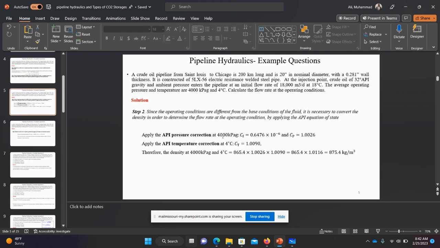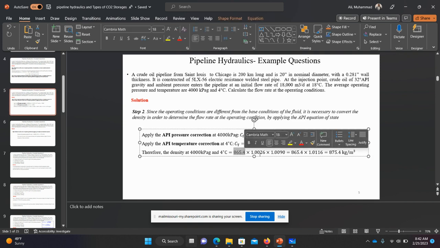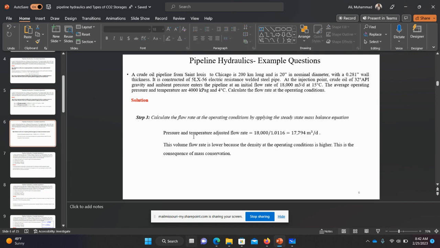The density at 18 degrees centigrade was 865, but after you increase the pressure and reduce the temperature, the density becomes 875, an increase. If the density is increased, it means more mass per unit volume. So now we need a little bit lesser flow rate than the actual one to transport the same amount of crude oil, because the density becomes higher. We are now transporting the same crude oil with less flow rate. So that's part one of the question.